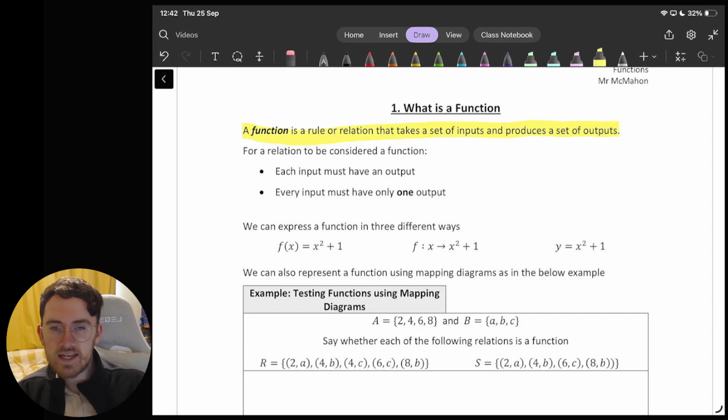So for a relation to be considered a function, there are two specific points we have to have. Every input must have an output. So if I put something in, I must get something out. And for it to be a function, it must only have one output. I shouldn't be able to put an input in and get two different outputs.